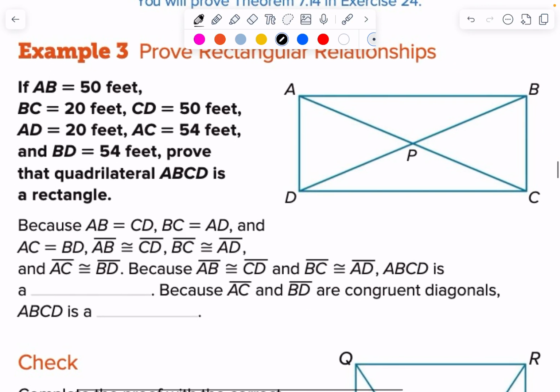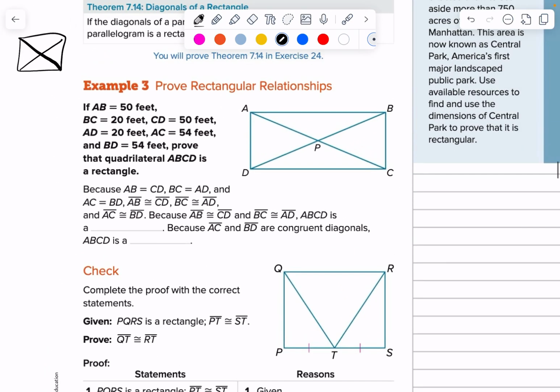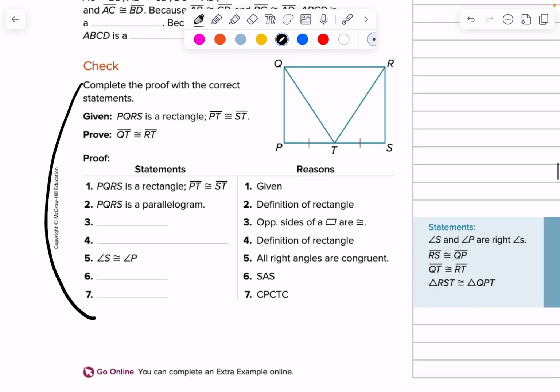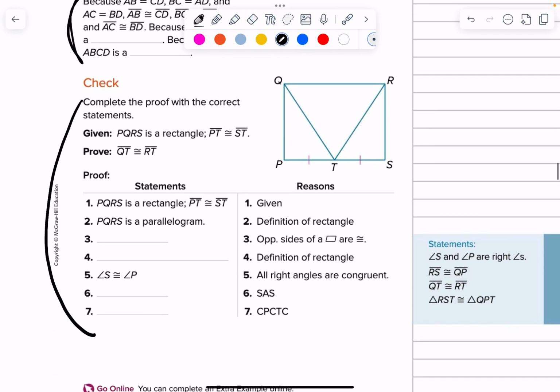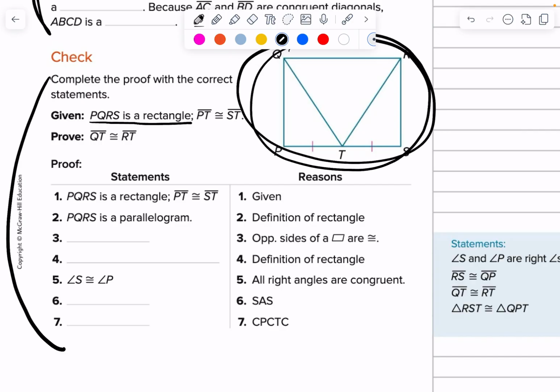All right, example 3. This is a proof. I was looking through these examples. Instead of doing the example 3 proof, I'm going to do the check proof because it's already in 2-column format. This one is a paragraph proof, and I don't want to do a paragraph proof. I want to do a 2-column proof. So we'll just go through these steps, okay? It says PQRS is a rectangle. So this overall big shape is a rectangle, okay?